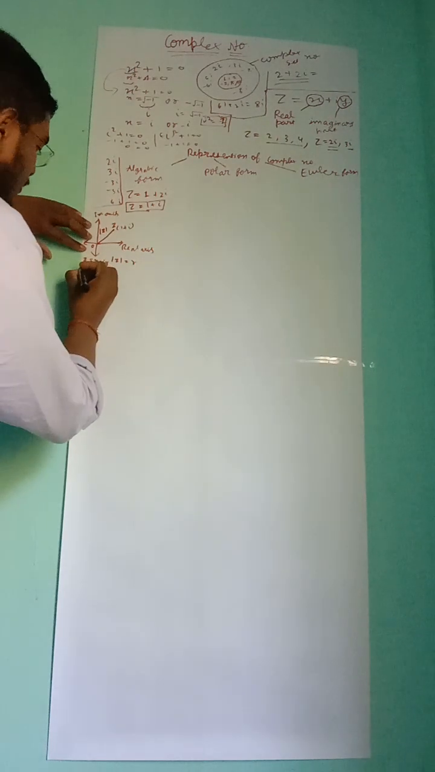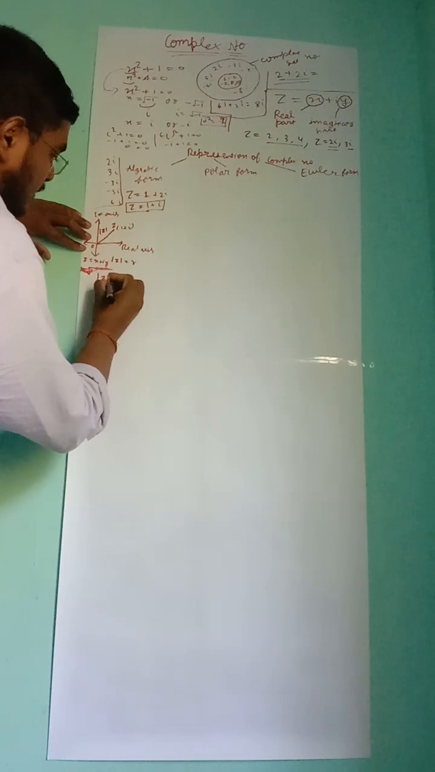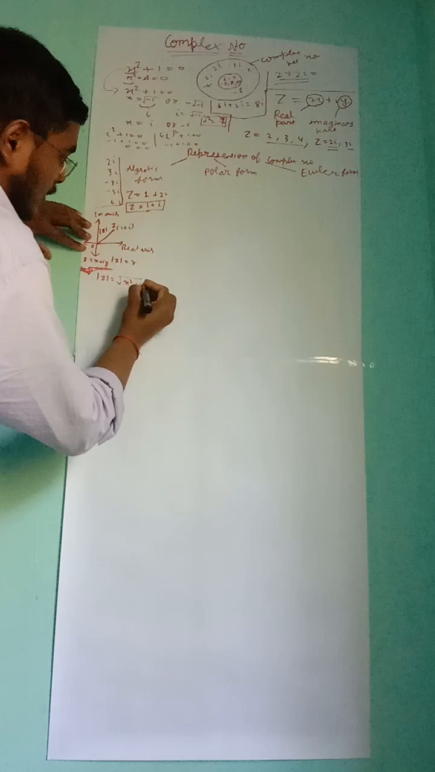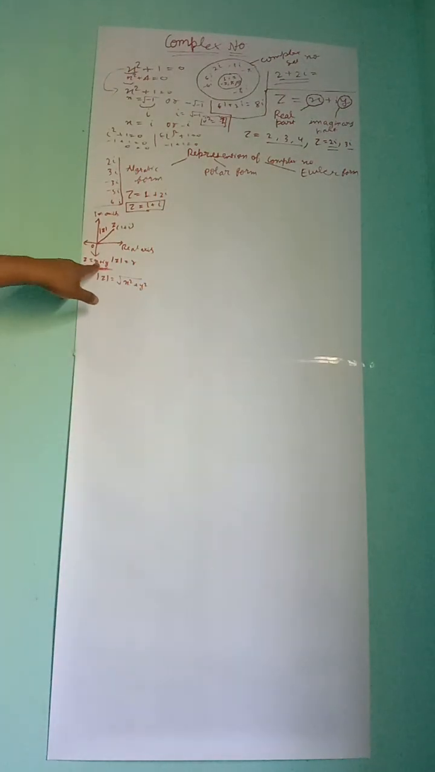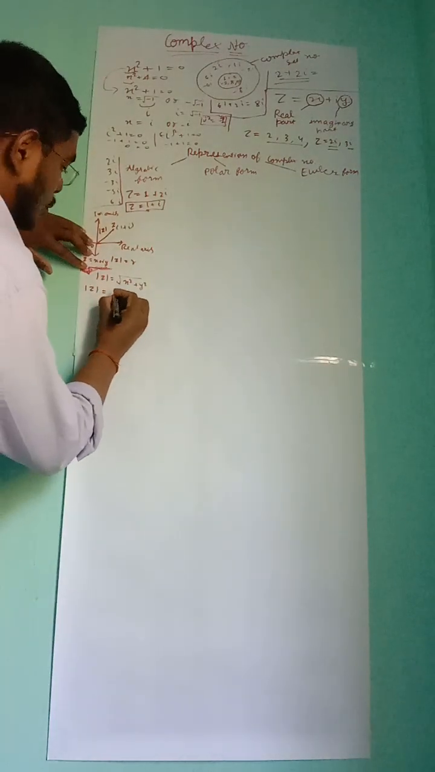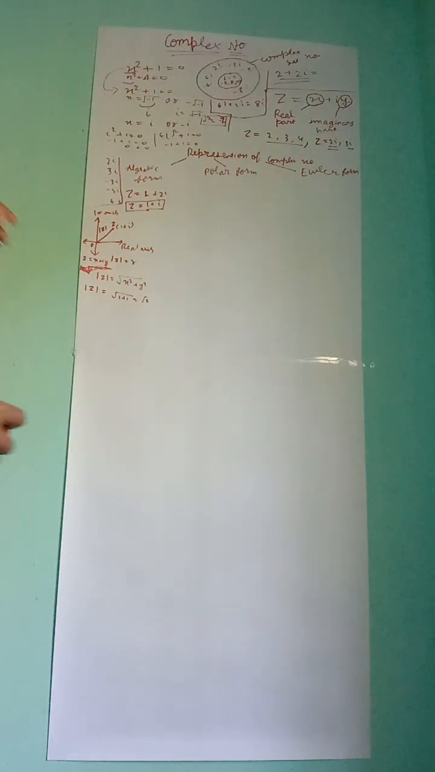So what is modulus of Z here? Modulus of Z is the square root of x square plus y square, means square of real part and imaginary part. So here modulus of Z is root of 1 plus 1, means root 2.